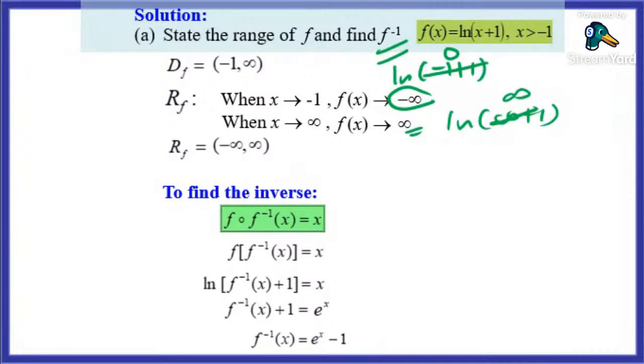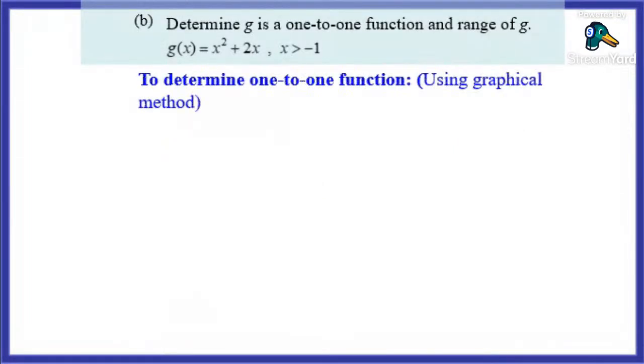Oh, tak apa. Okay, seterusnya. Untuk soalan B. Determine g is one-to-one function. So kita nak tunjukkan g tu one-to-one function. Kita boleh guna algebraic ataupun graphical method. And then cari range untuk g. So kalau guna graphical method, kita lukiskan graf tu. Dia adalah kuadratik tapi dia start daripada negatif 1.